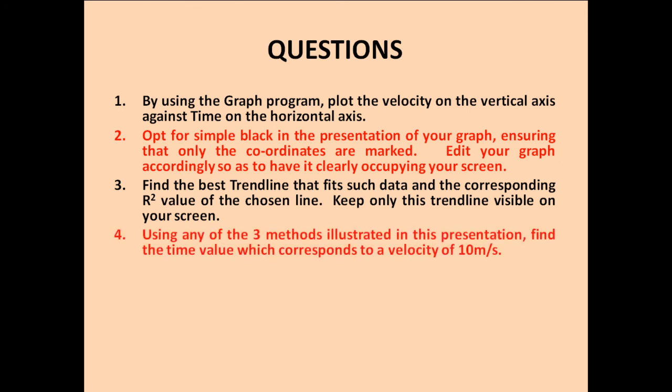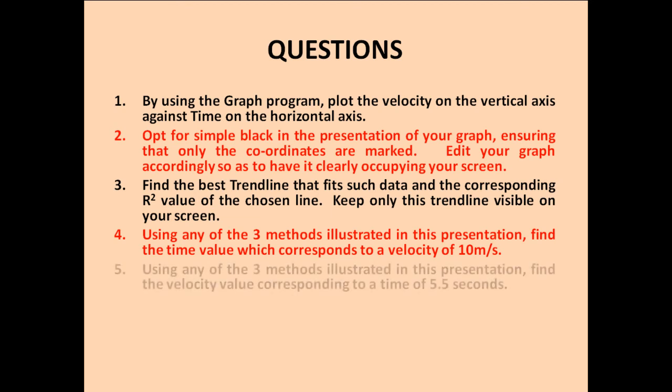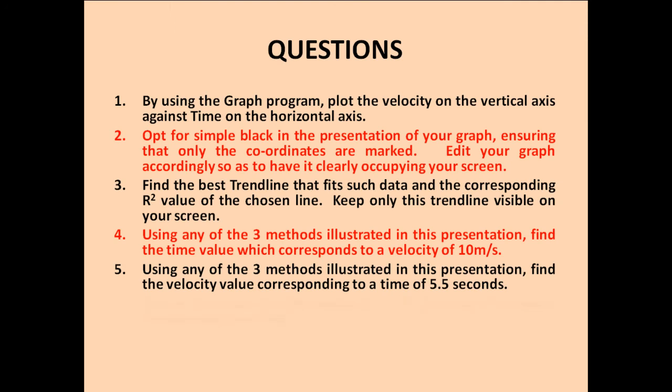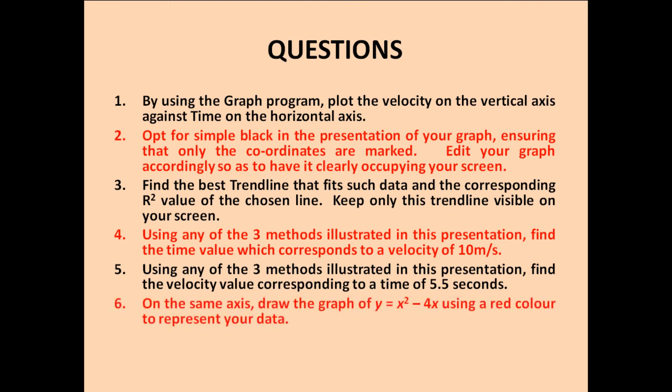4. Using any of the three methods illustrated in this presentation, find the time value which corresponds to a velocity of 10 meters per second. 5. Using any of the three methods illustrated once again, find the velocity value corresponding to a time of 5.5 seconds. 6. On the same axis, draw the graph of y equals x squared minus 4x, using a red color to represent your data. And finally, evaluate the point of intersection of the two graphs.